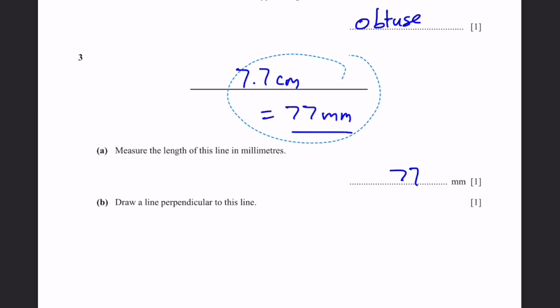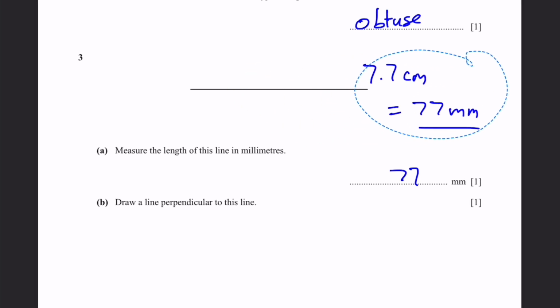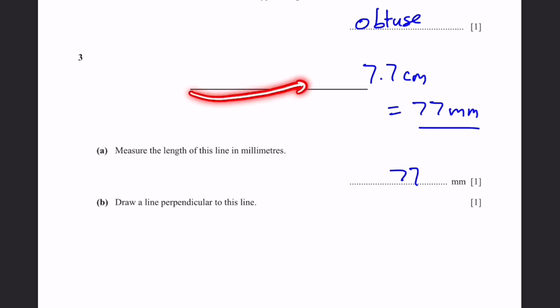B. Draw a line perpendicular to this line. First, I'll just move these measurements over here. Now I'll draw the line. We can take a length using our compass more than half the length of this line here. So let's say this is A and this is B. We can put our compass point at A and throw an arc above and below the line. It'll come like that. Without changing the length, draw from B as well.